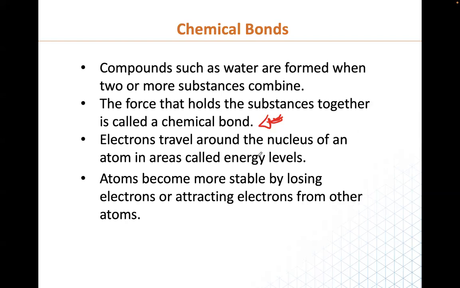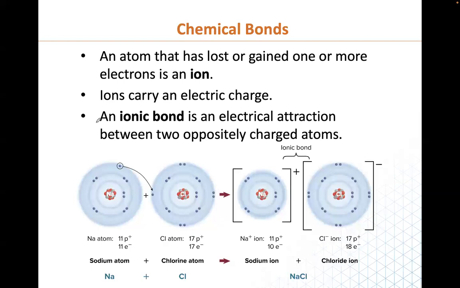Electrons travel around the nucleus of an atom in areas called energy levels. That's the reason you see the cloudy area around the nucleus, which is where the electrons travel around. We call that energy level. Atoms become more stable by losing electrons or attracting electrons from other atoms. So if they want to be more stable, they will either lose or gain. An atom that has lost or gained one or more electrons is called an ion. So ions carry electric charge, either positive or negative.